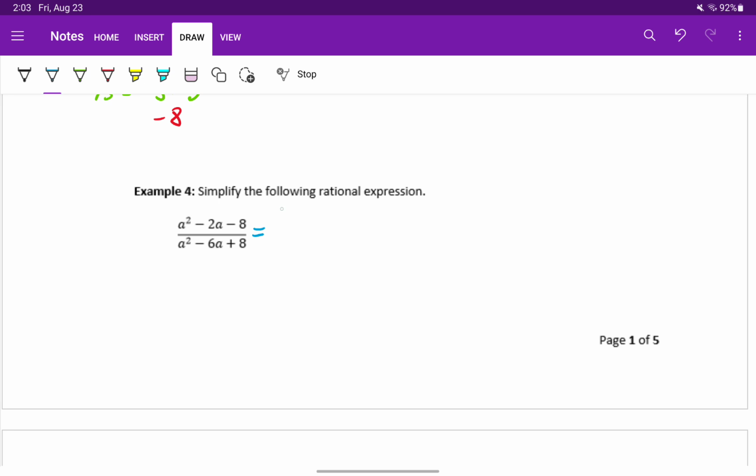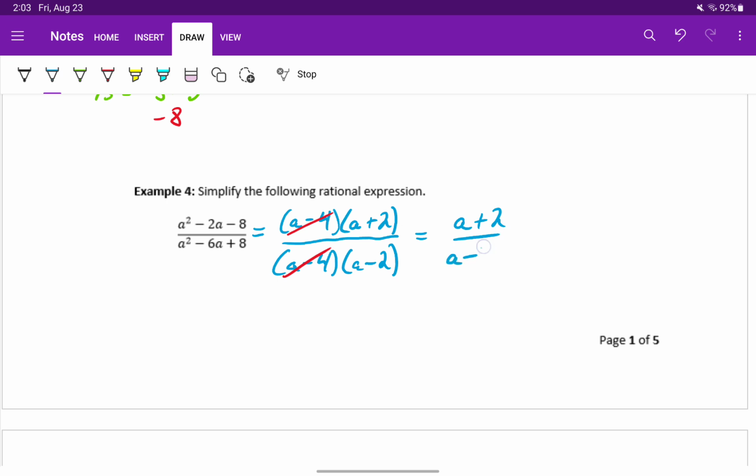In example 4, we should be able to get the factored expression of a minus 4 times a plus 2 in the numerator divided by a minus 4 times a minus 2 in the denominator. A minus 4 over a minus 4 will cancel, leaving us with a plus 2 over a minus 2.